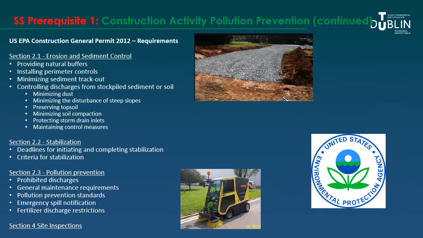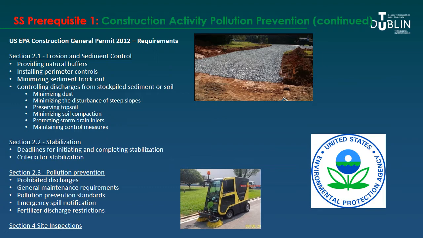And just to briefly summarise what's in that table, the first part is about erosion and sediment control. This is where you are basically exposing the bare soil after removing any vegetation or topsoil, and what you want to do is obviously prevent it from eroding away. You can do that by providing buffers or perimeter controls, or minimizing the track height of the sediment, and also controlling any discharges from stockpiles, soil like dust, etc.